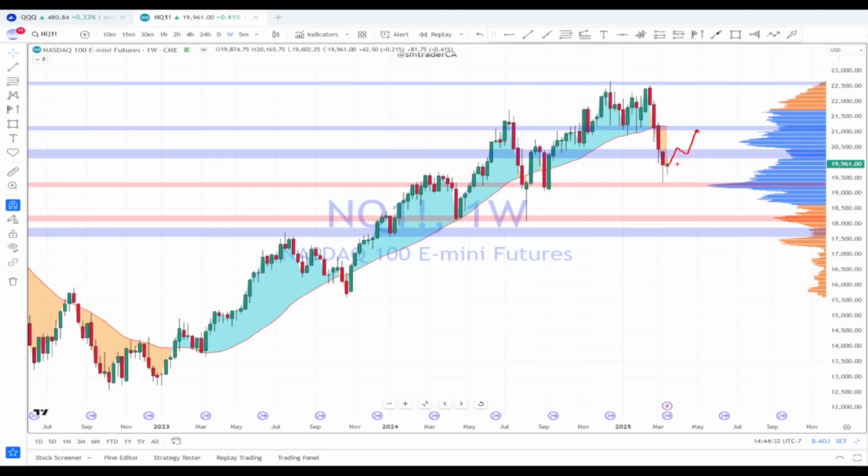21,000 area. And if it is unable to do that, then we'll be looking for it to come back and retrace down to this 19,200 area and see would it be able to hold this for support. And if it's unable to hold that for support, then we'll be looking for a move toward this 18,000 area, this 18,200, 18,100 area, this particular price zone here, to see would it be able to find support.